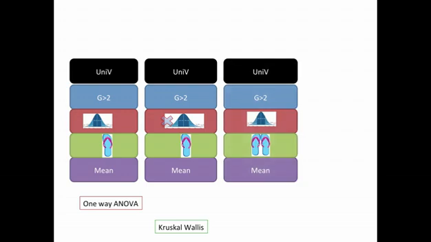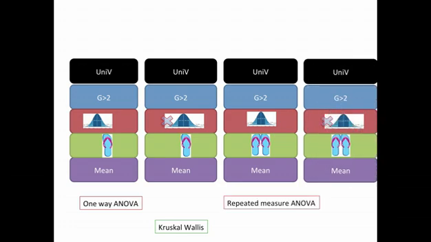Univariate, greater than two groups, parametric, paired, central value comparison can be made using repeated measure ANOVA. Univariate, greater than two groups, non-parametric, paired, central value comparison can be made using Friedman's test.